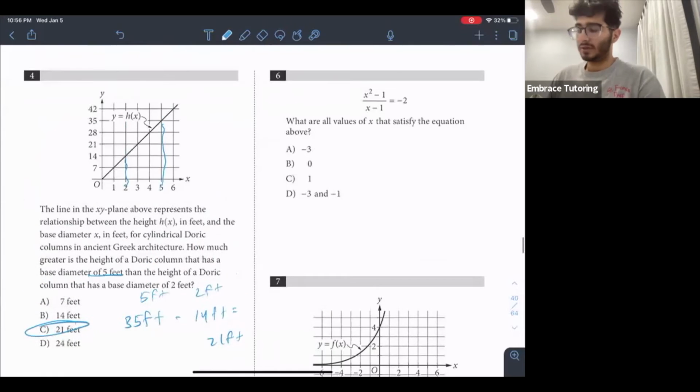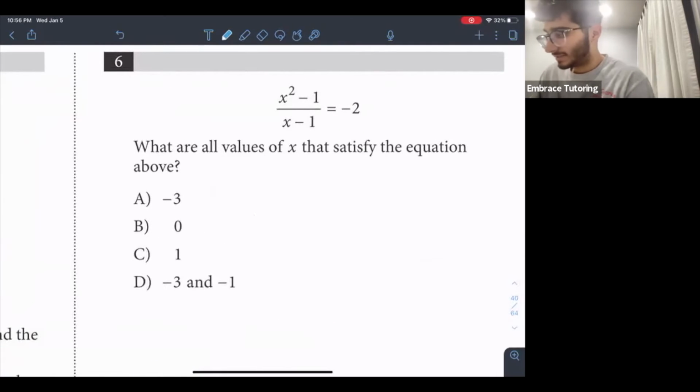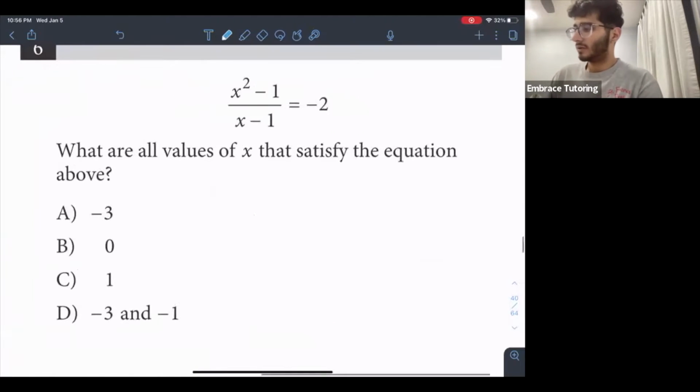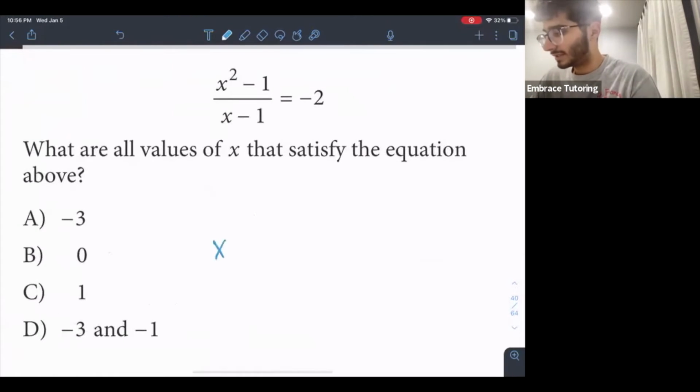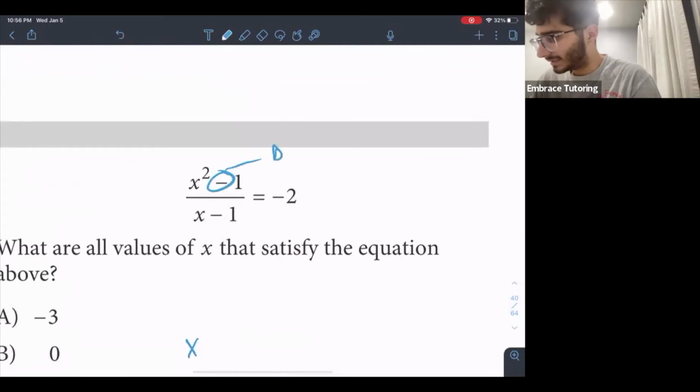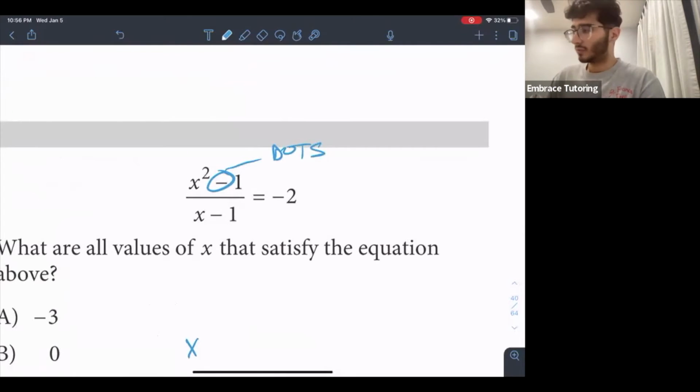These are simple algebraic questions. For 6, what are the values of x that satisfy the equation above? So you could do this multiple ways. You can plug in each value to see which ones work, or you can do it the algebraic way, which is basically realizing that this is a difference of two squares.